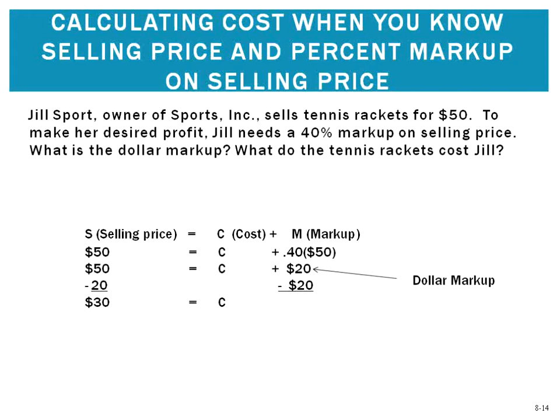So remember, we want the numbers on the one side, we want the letters on the other side. So because it's plus 20, we want to say minus 20 on this side, minus 20 on that side. So we have 50 minus 20, which is equal to 30. 30 is equal to our cost. So what is the dollar markup? 20. What do the tennis rackets cost her? 30.